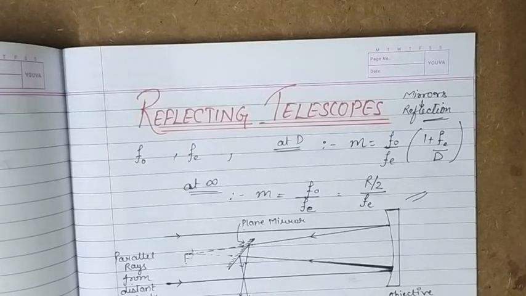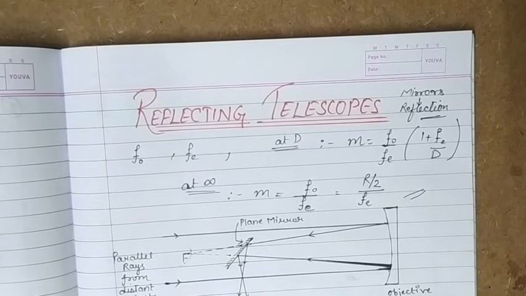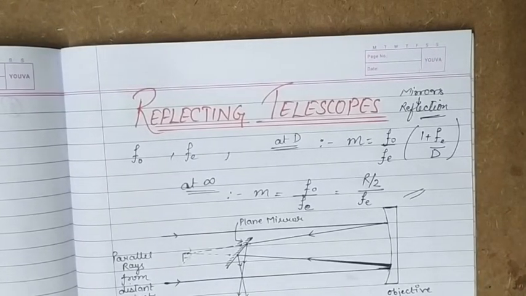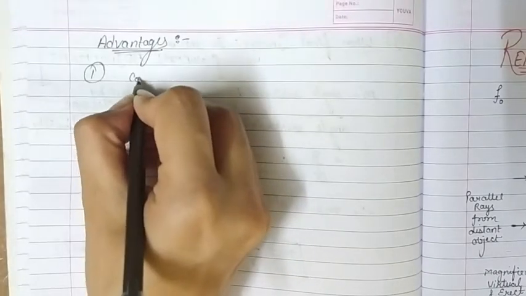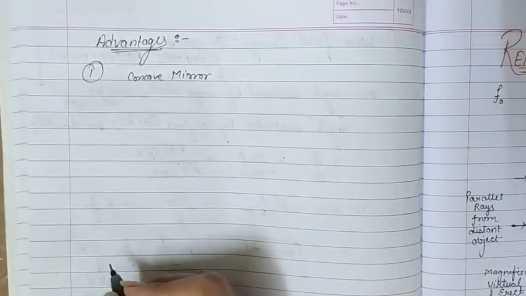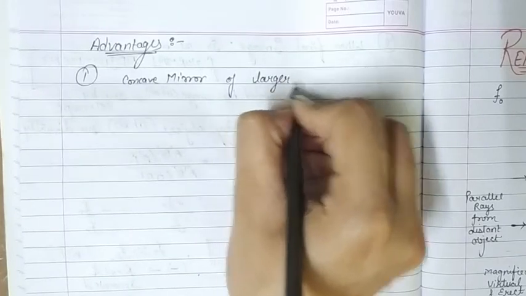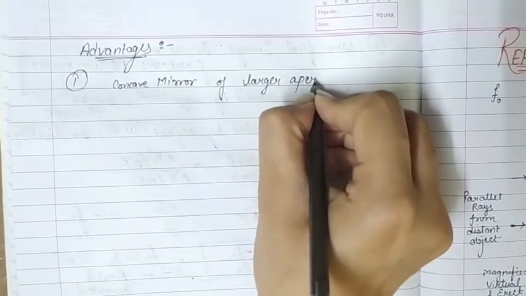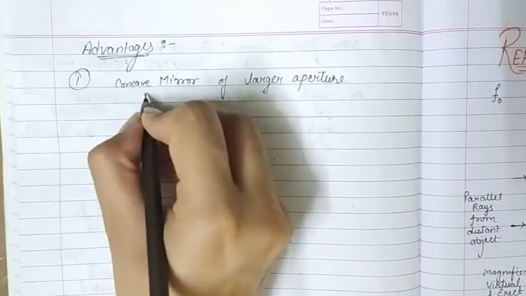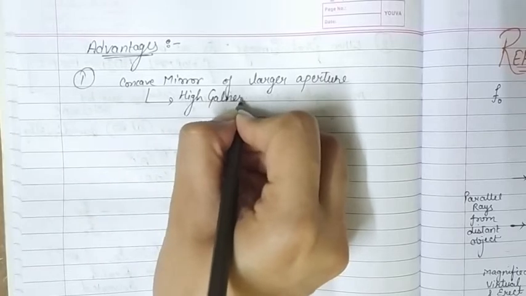Now, what is the need of a reflecting telescope? For that we should know the advantages of reflecting telescopes. The first advantage is that we are using a concave mirror in this reflecting type telescope, and this concave mirror of large aperture has high light gathering power for the light coming from the distant object.